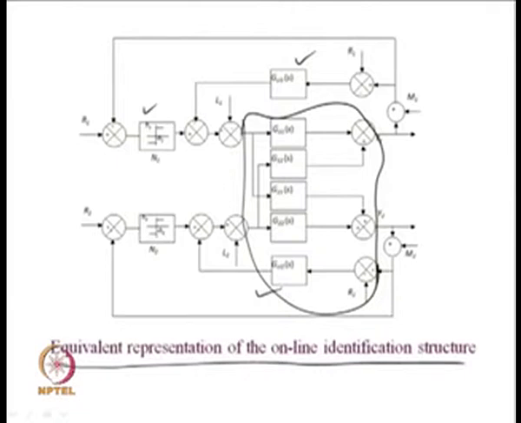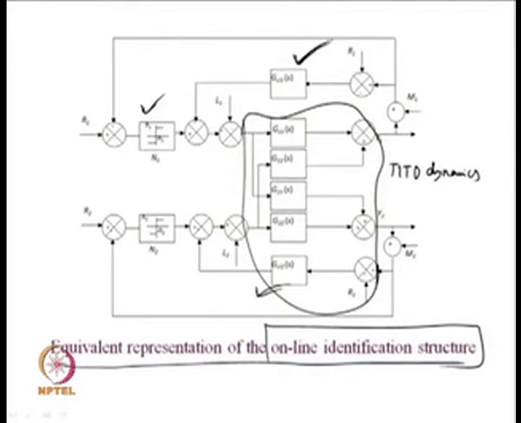So, that is the beauty of this scheme. When the online identification scheme is shown in equivalent form, it is apparent from this figure that the relay is basically the TITO dynamics subjected to two inner feedback controllers. And what is the benefit of putting inner feedback controllers?